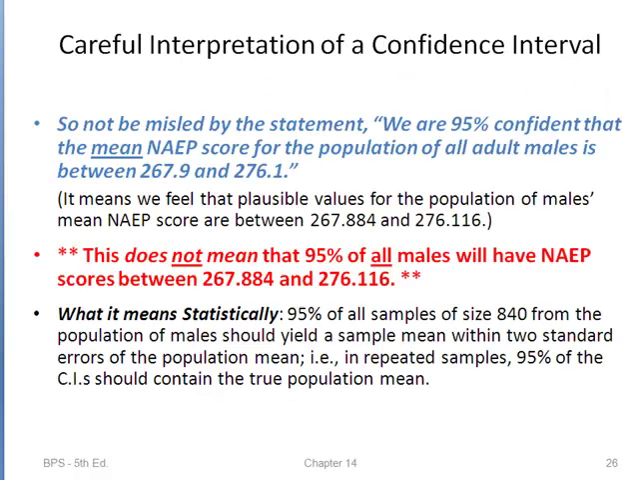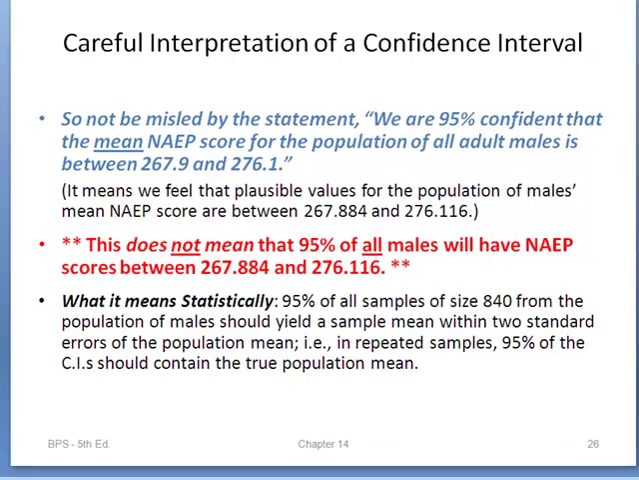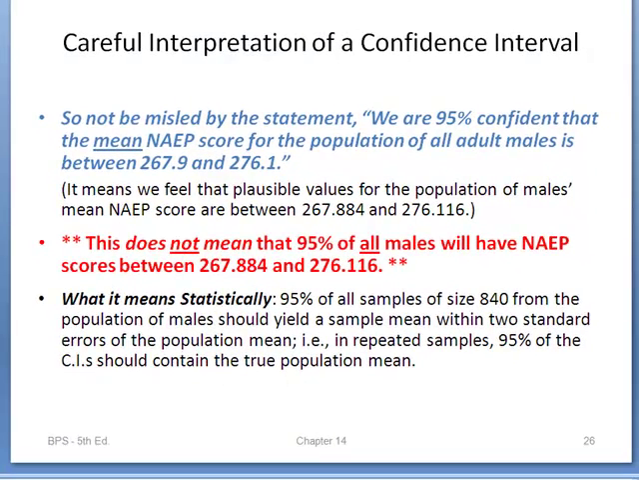And this is a caution that I would like you to look at and read. It's very, very important. We don't want people to think that we mean that 95% of all males will have scores between there. It's just statistical. If we did this over and over and over again, about 95% of our confidence intervals would contain the true population mean.